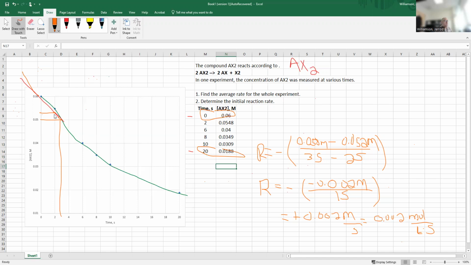Take the points off the tangent line, and then those are the points I put in here. If you don't take the points off the tangent line, then you are wrong. Okay, and you'll lose points.